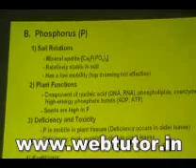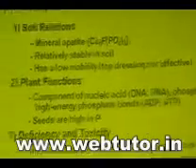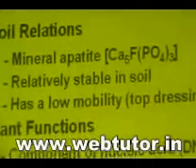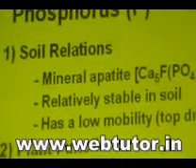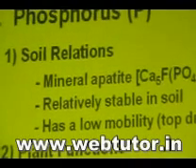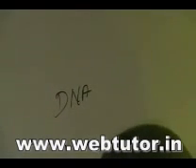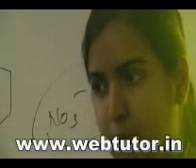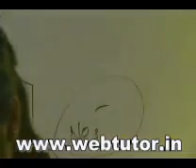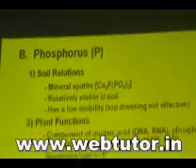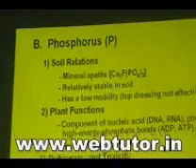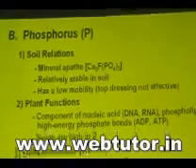Now coming to phosphorus. Where have you seen the maximum use of phosphorus, or the most abundant accumulation of phosphorus? The phosphate backbone. So phosphorus is obviously a macronutrient required in larger amounts. Now, phosphorus is made available to the plant in the form of H2PO4, hydrogen phosphate.